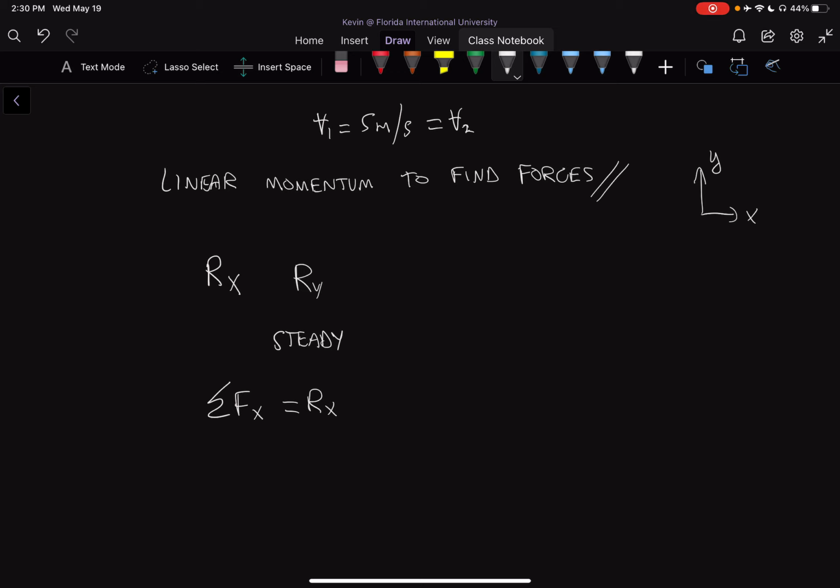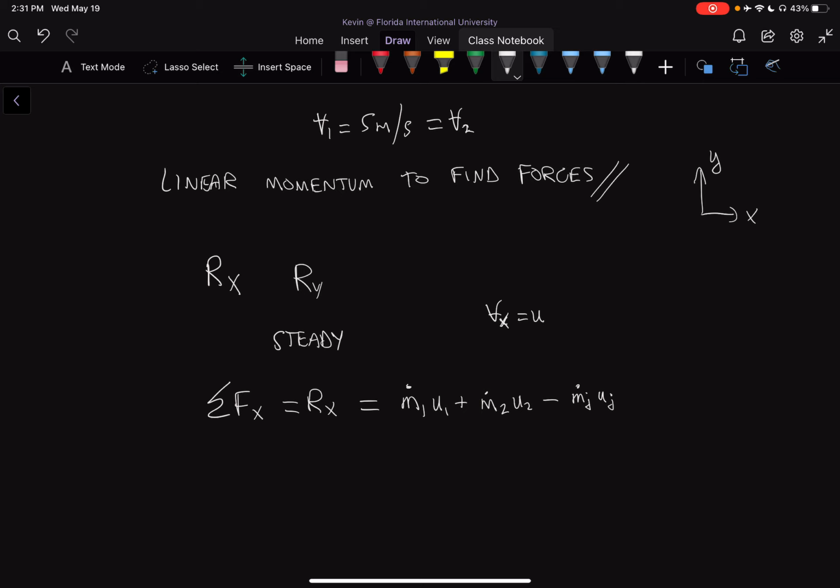So we're going to have that the sum of the forces in x is just equal to m dot 1 u1 plus m dot 2 u2 minus m dot j uj. And remember, u is just the x component of velocity, so it's the same thing as saying vx. We just use u as a replacement. So we now have these three terms.